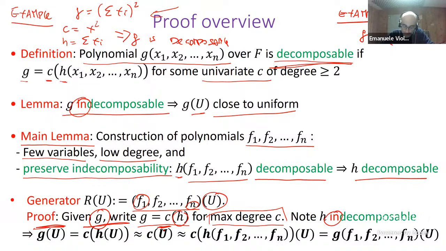And because the f's are indecomposable, even h of the f's is indecomposable. So I can also write u as h of the f's, because of this lemma again. And c of h of the f's is just my g on my generator, right? And so that's what I wanted to show: g of the f's has the same distribution as g of u. This u here is on much fewer variables than this u here. This is what I'm getting in seed.